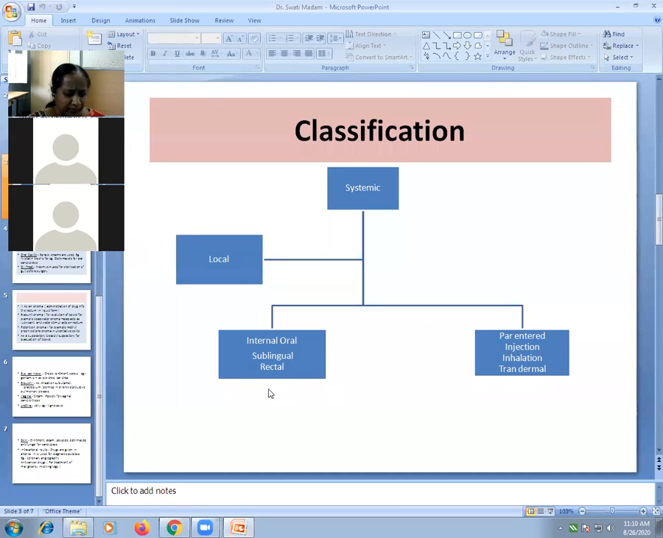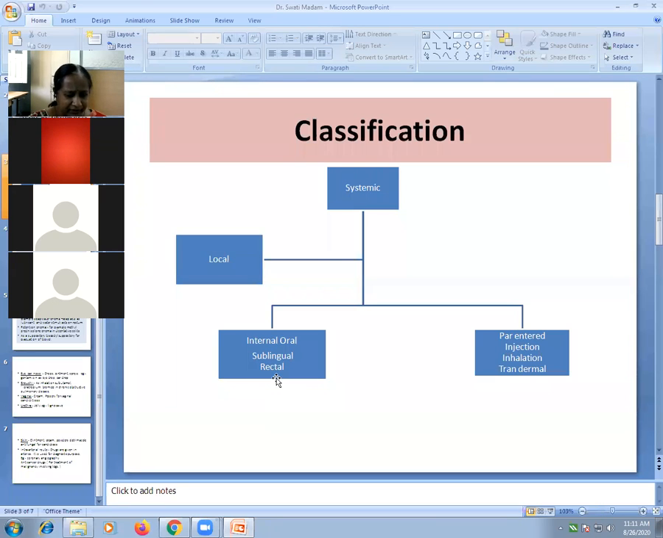Disadvantage: irritation of the buccal mucosa. What is the disadvantage of the sublingual route? Irritation of the buccal mucosa. An example of this is nitroglycerin trinitrate, which is used in myocardial infarction and angina.